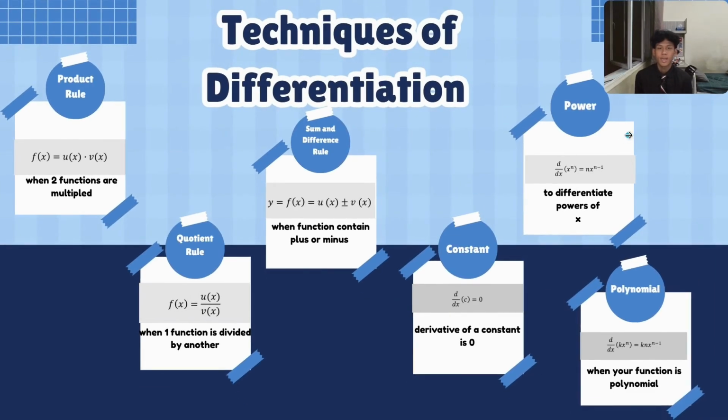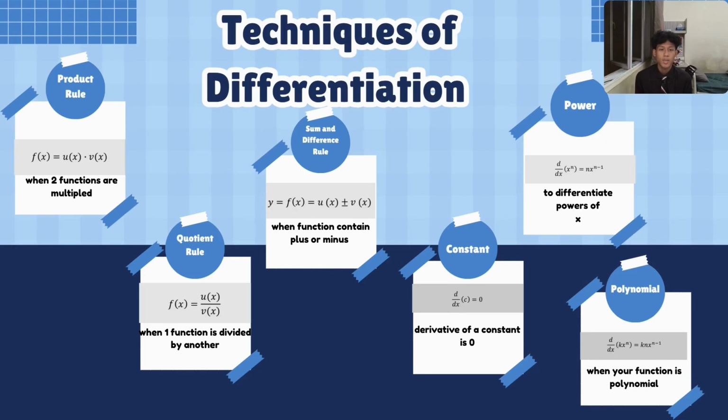So these are the techniques of differentiation. The first one is the product rule, f(x) equals u times v. This is when two functions are multiplied. The next one is the quotient rule, which is f(x) equals u over v, when one function is divided by another. The next one is the sum and difference rule, y equals f(x) equals u plus or minus v. This is when the function contains plus or minus.